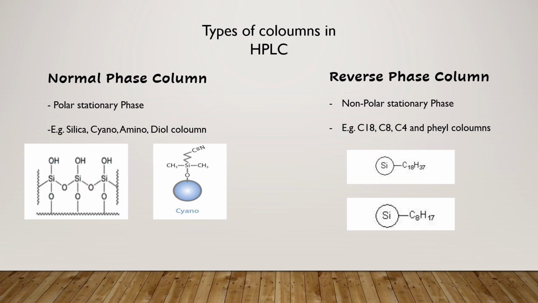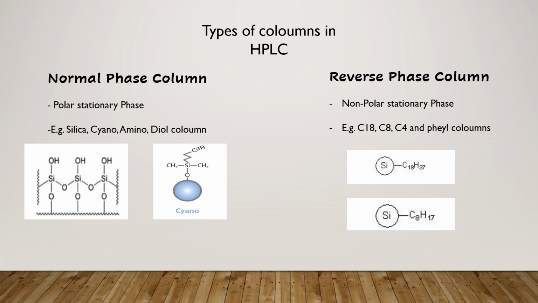So if during the analysis you are using a polar column, that technique is called normal phase chromatography, because the silica that is present in the column is polar in nature. So that is called normal phase chromatography. Examples of normal phase columns are silica columns, cyano columns, amino columns, diol columns.